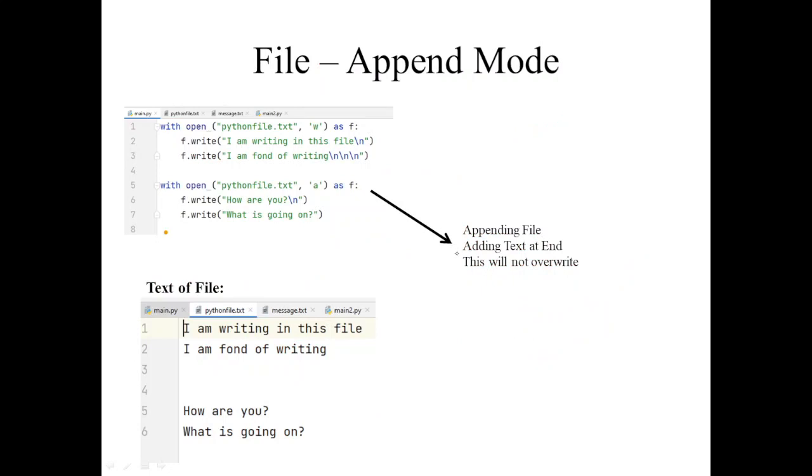If the file does not exist, then it will also create a new file. But in case of append mode, it will always add the text at the end of the previous file. So let me perform this code in our Python software.